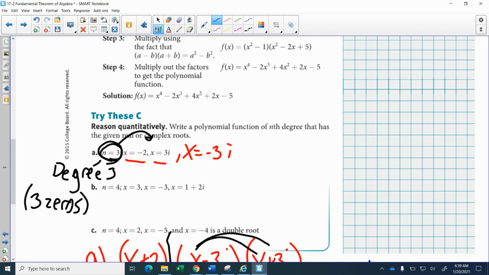Okay? On top of that, understanding that if I have a complex root or an imaginary one, if I have one answer, then I need to have a second one. And that second answer has to be the opposite sign of the original. So for example, once again, if I have a positive 3i, then you must have a negative 3i also in that problem. Okay?